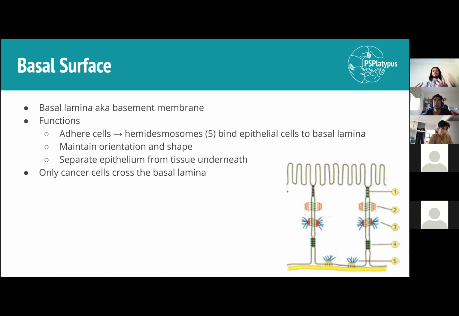And it adheres cells. The way that it does that is through another sort of junction, similar to our desmosomes, but they're called hemidesmosomes. They bind epithelial cells to the basal lamina. The basal lamina also helps maintain the orientation. Remembering that the epithelial cells are polarized, they're oriented, and the general shape of the epithelium, and it separates it. An important fact is that only cancer cells can cross the basal lamina. So you'll only see epithelial cells crossing the basal lamina if they've become cancerous.